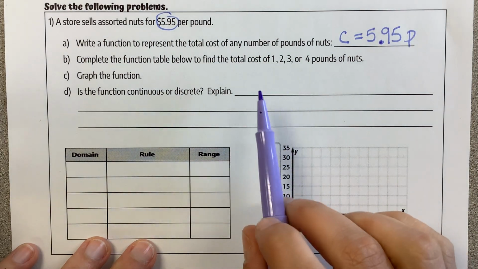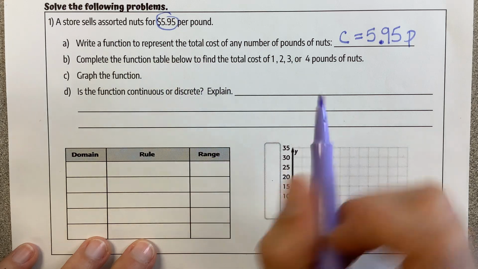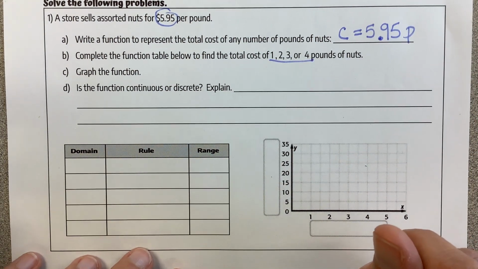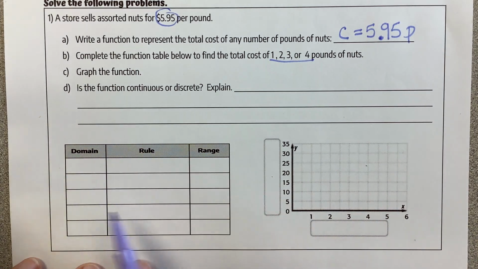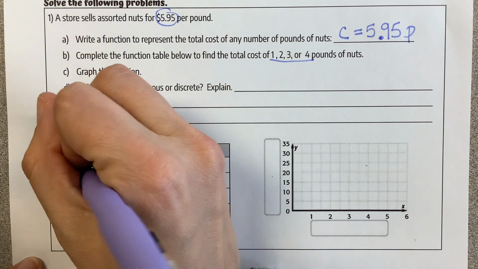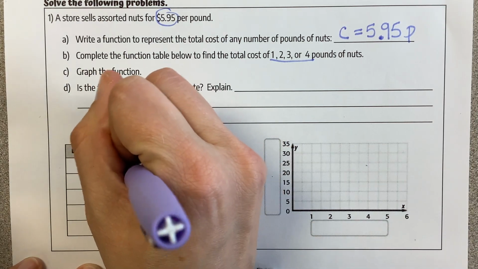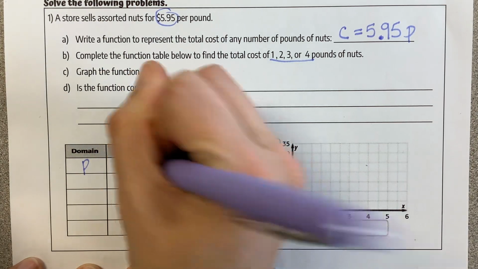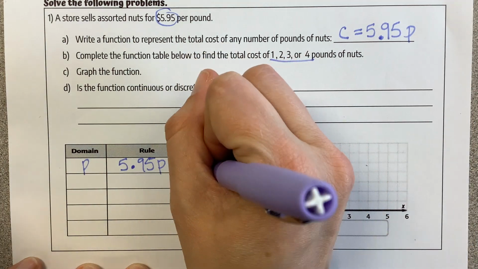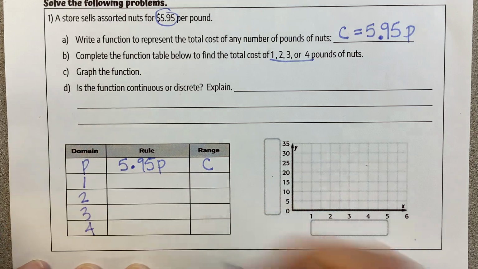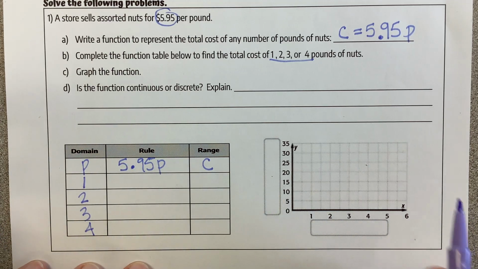So the cost, C, is going to equal, well, it's $5.95 per pound. So $5.95 times however many pounds P. And then we're going to complete the function table below to find the cost of 1, 2, 3, or 4 pounds of nuts. So down here, we have our domain is P. The rule is $5.95 times the number of pounds P. And then our range is whatever that cost is. So we're plugging in 1, 2, 3, 4 to calculate the cost.